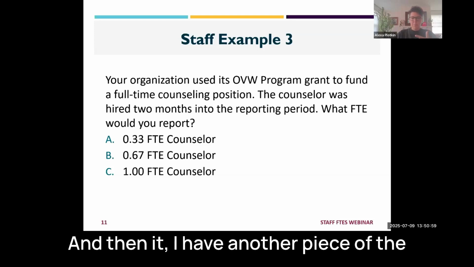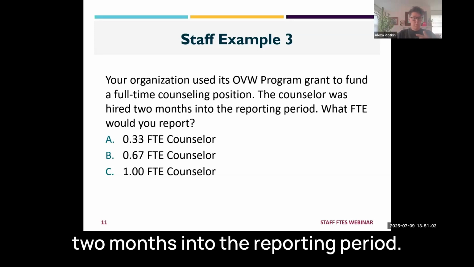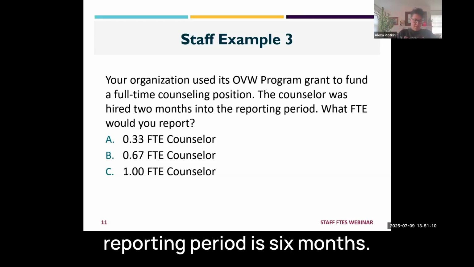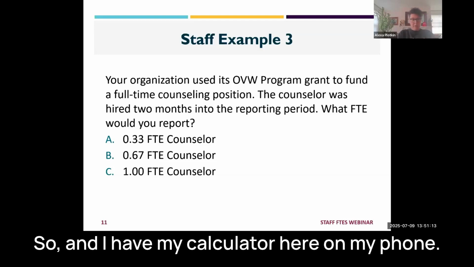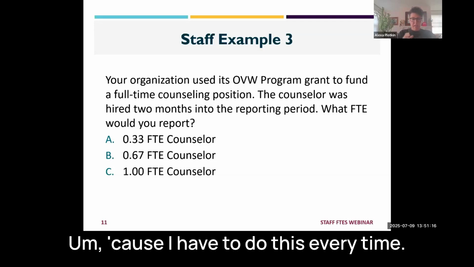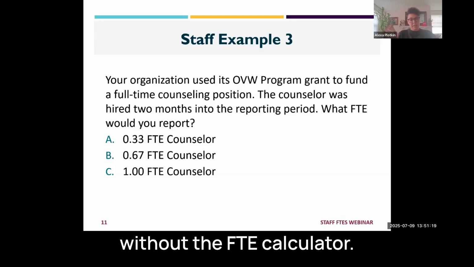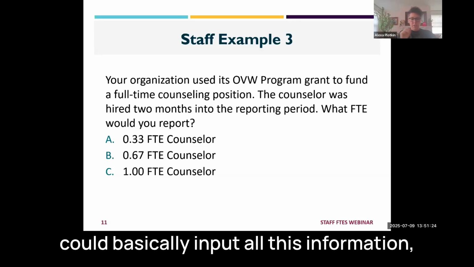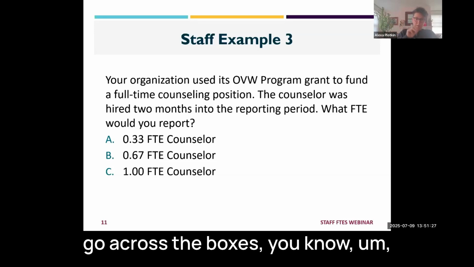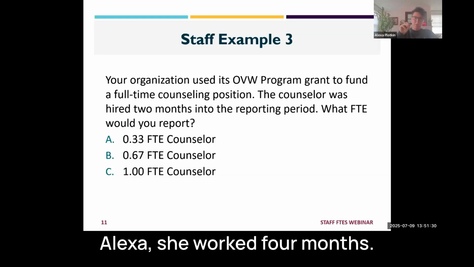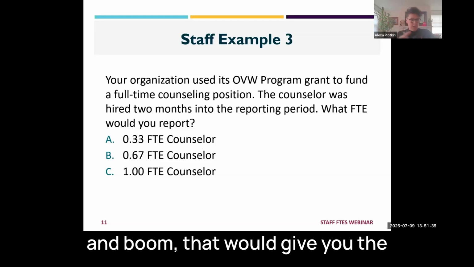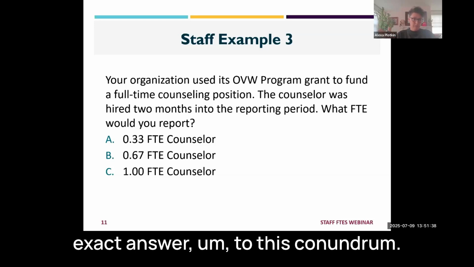And then I have another piece of the puzzle that says the counselor was hired 2 months into the reporting period. So that means this person worked for 4 months only, because the reporting period is 6 months. I have my calculator here on my phone because I have to do this every time. If you want to use the Excel FTE calculator, you could input all this information, go across the boxes: she worked 4 months, she was a counselor, she worked 40 hours every week, and boom, that would give you the exact answer.